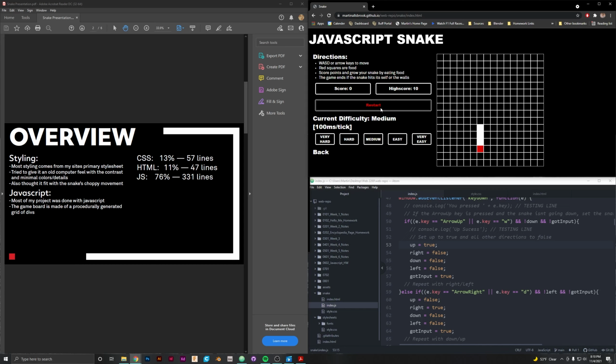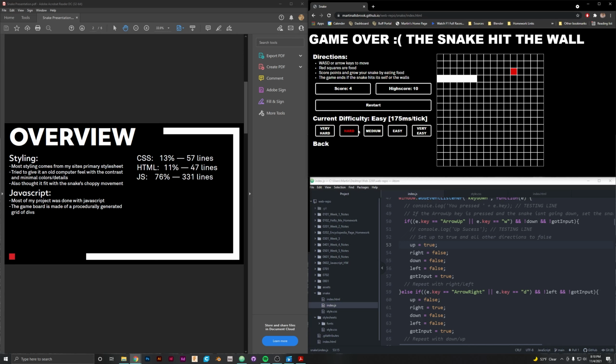Essentially, you move the snake around this grid and eat these red squares, and every red square you eat, your score goes up by 1. If you hit the wall, or if the snake hits itself, the snake dies, and that's how you lose the game. You can also set the difficulty down here, so if you think it's too hard or too easy, you can adjust it accordingly.